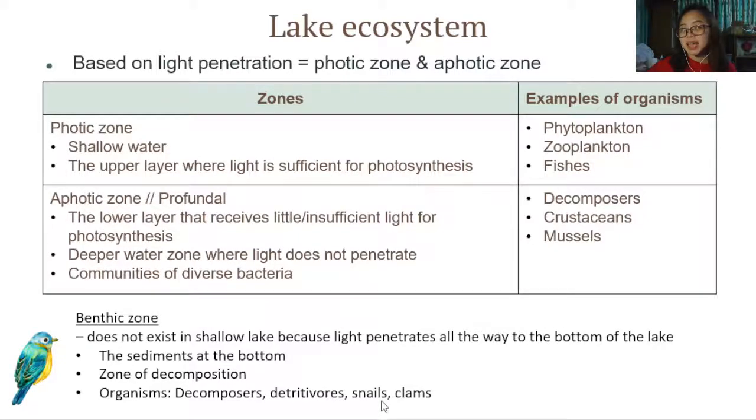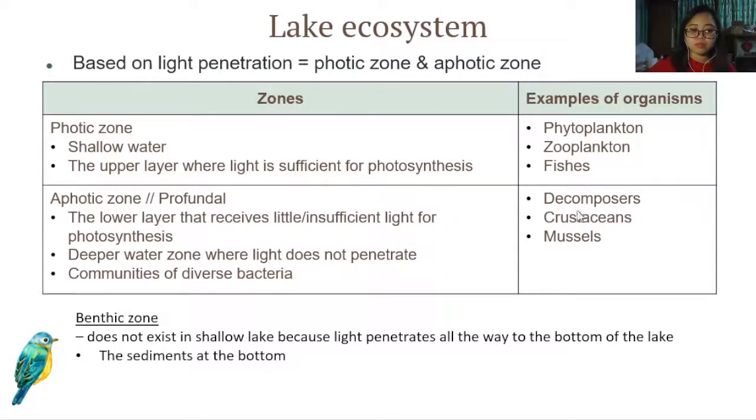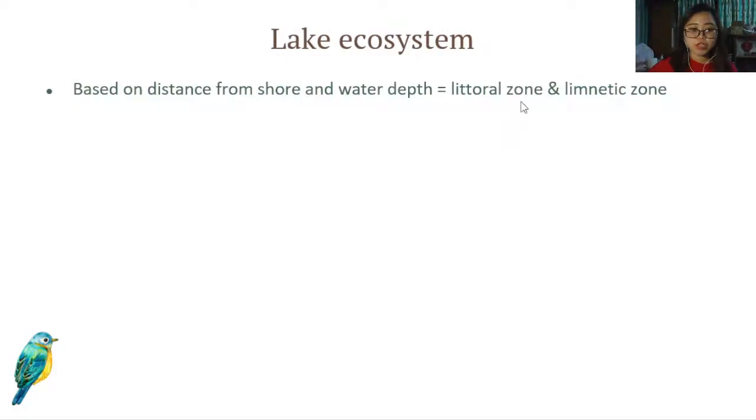detritivores, snails, and clams. Kalau kamu tengok pada diagram macam yang sebelum ini, benthic zone, you see this colored diagram here, the benthic zone is the brown patch over here where the light does not penetrate, and the only thing you have here are the decomposers and things that eat detritus. Okay, so that is lake zones based on light penetration.